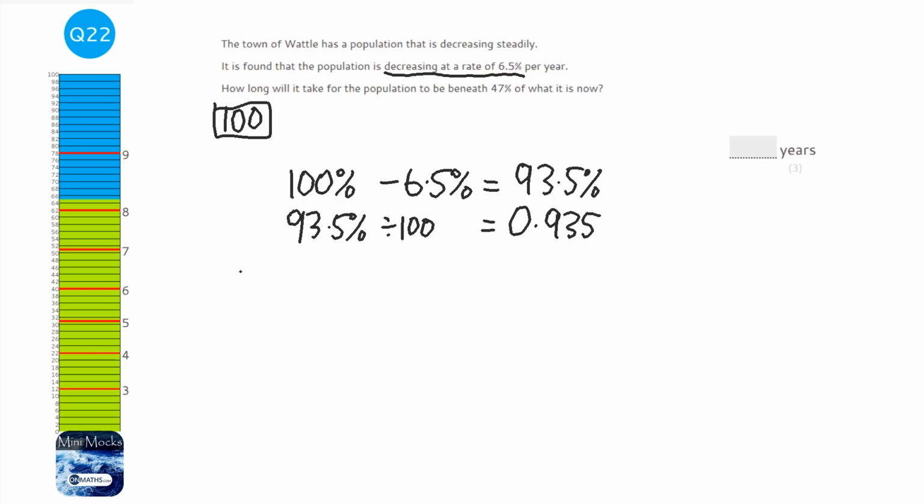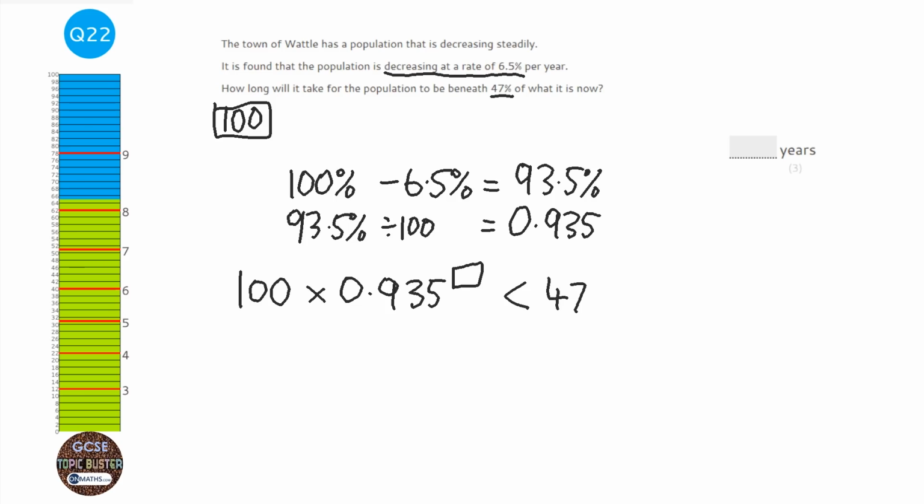Okay, so we've got 100. And what I want to do is figure out how many times I need to multiply it by 0.935. Okay, so there's a power here which we don't know yet, to get the answer that is less than 47% of it. Well, the reason I pick 100 as my quantity I've made up is because 100 is nice and easy, because 47% of 100 is 47. So we need it to be less than 47.